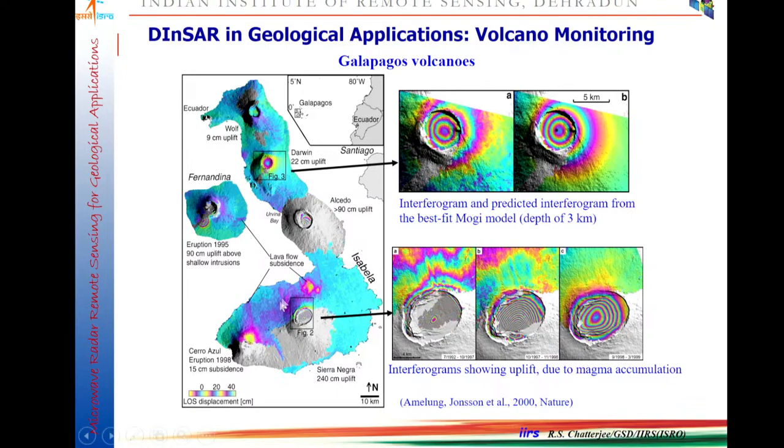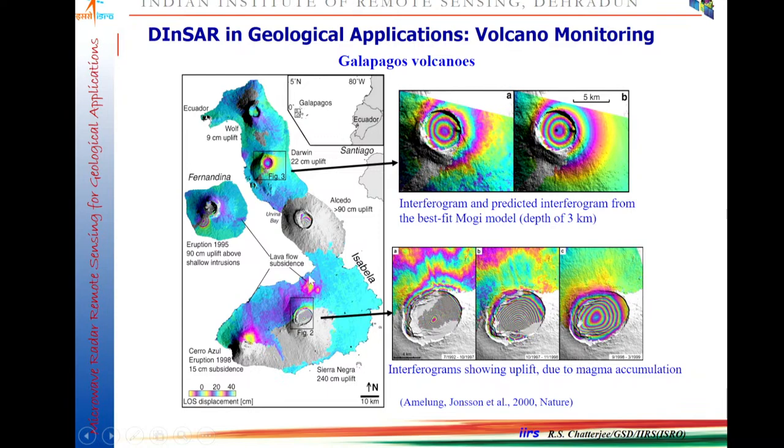Now see, in case of volcano, you can see this due to the volcanic upwarping, or after volcanic eruption there can be subsidence. So we can detect, we can measure how much this subsidence or upwarping is taking place. These are the volcanic cones where the upwarping is taking place. Some areas there is subsidence also taking place. Here, for example, after the eruption in 1998, subsidence is taking place.